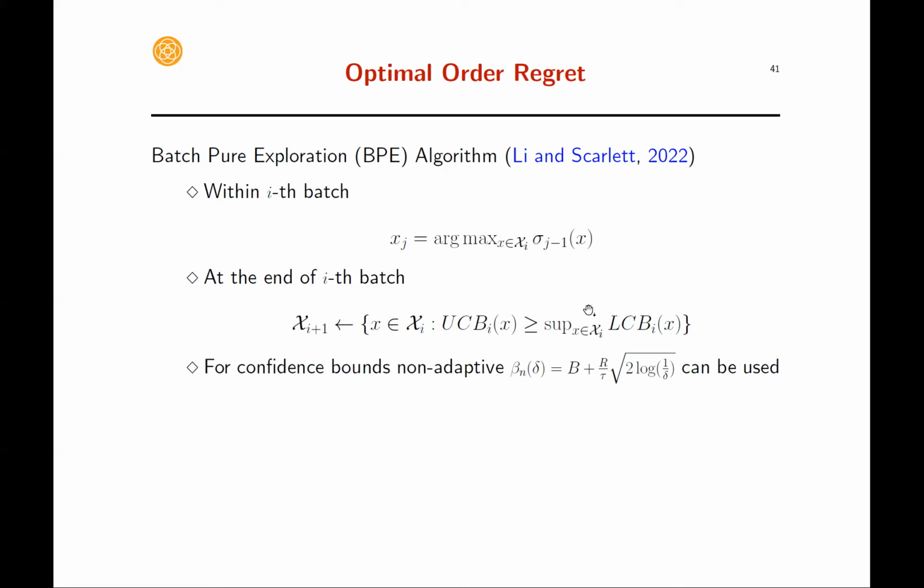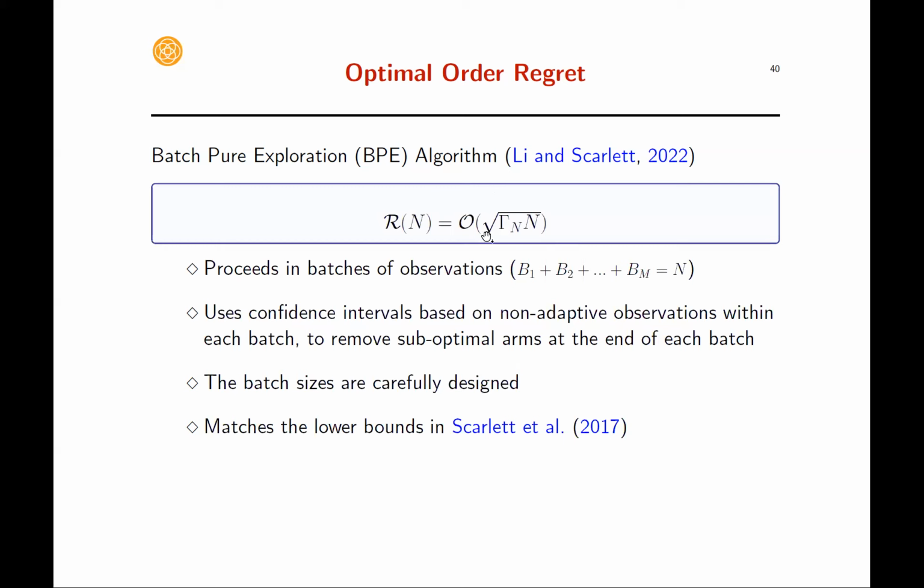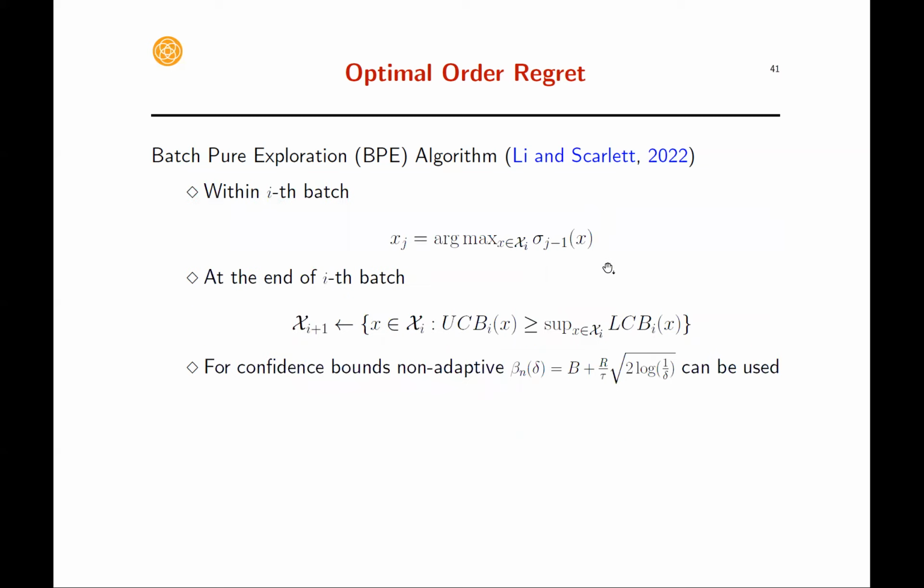But here, because of the non-adaptive nature of the samples within each batch, we can use confidence bounds for non-adaptive samples, which don't have that additional gamma complexity term. So this allows them to prove this order optimal regret bound. So it's a 2022 ASAS paper. I recommend it very much because it also has a very nice literature review, explains the problem and puts the problem in context.